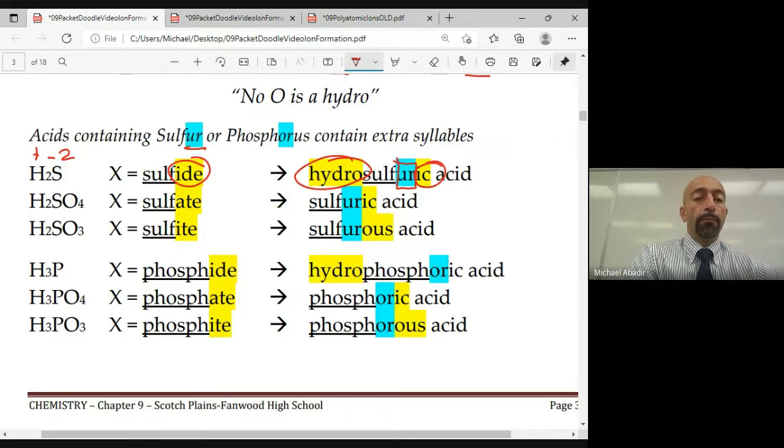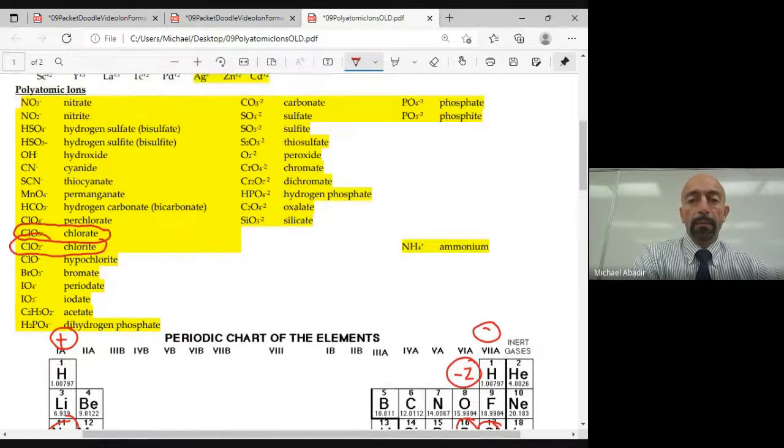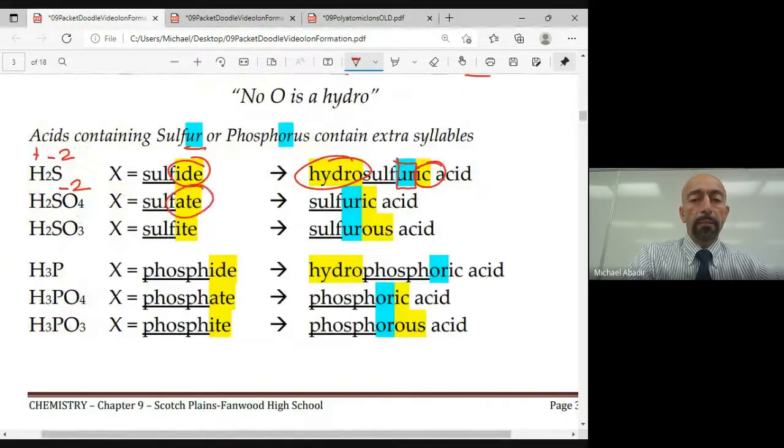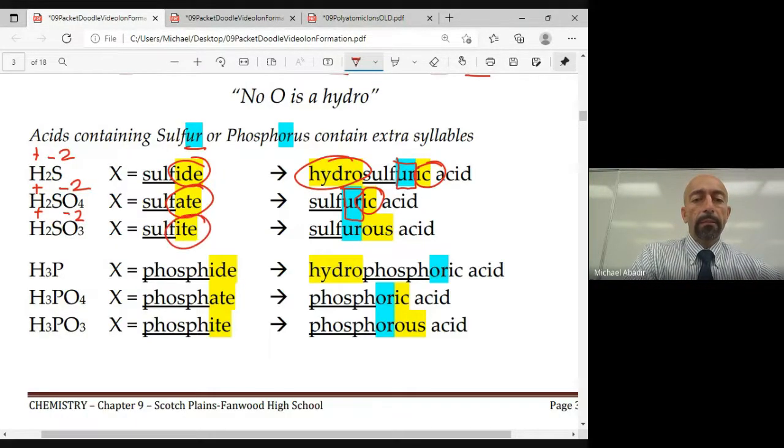So if we take SO4, again, that's -2 on your polyatomic paper. Sulfate is right here, sulfate. So ate changes into ic. But instead of saying sulfic acid, you say sulfuric acid. There's an extra UR syllable in there. And then the next one is SO3 -2. That one is sulfite. So remember, ite changes into OUS, but instead of saying sulfus acid, you say sulfurous acid.